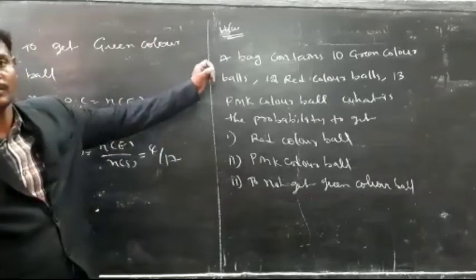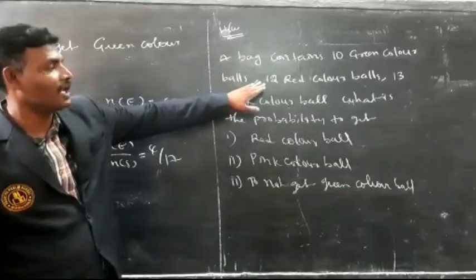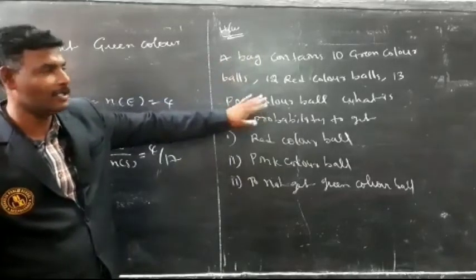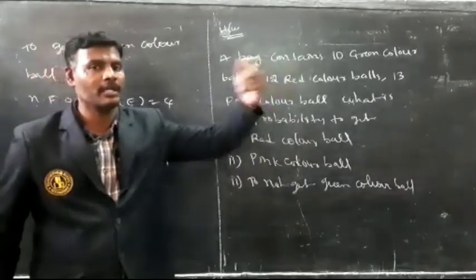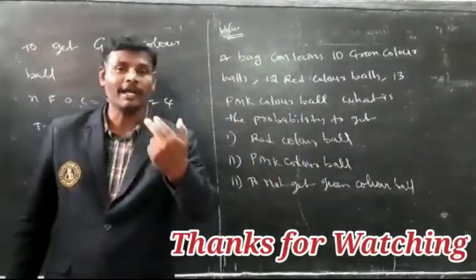So this is tomorrow's homework. A bag contains 10 green color balls, 12 red color balls, 13 pink color balls. What is the probability to get a red color ball, a pink color ball, and a not green color ball?